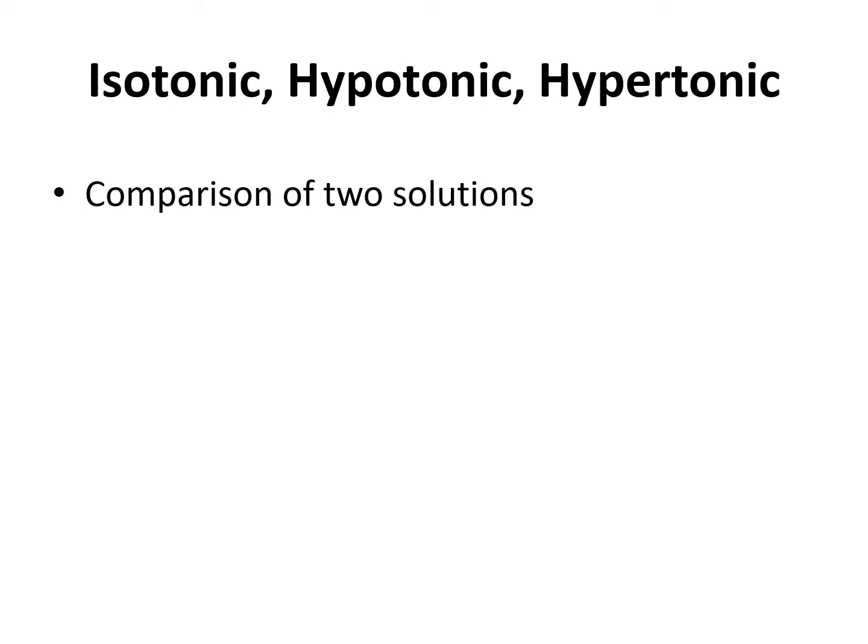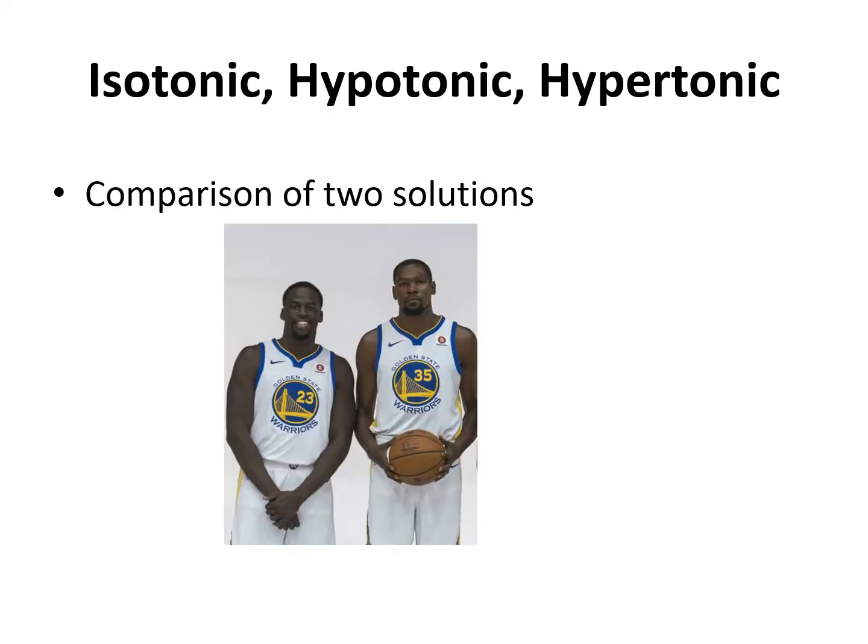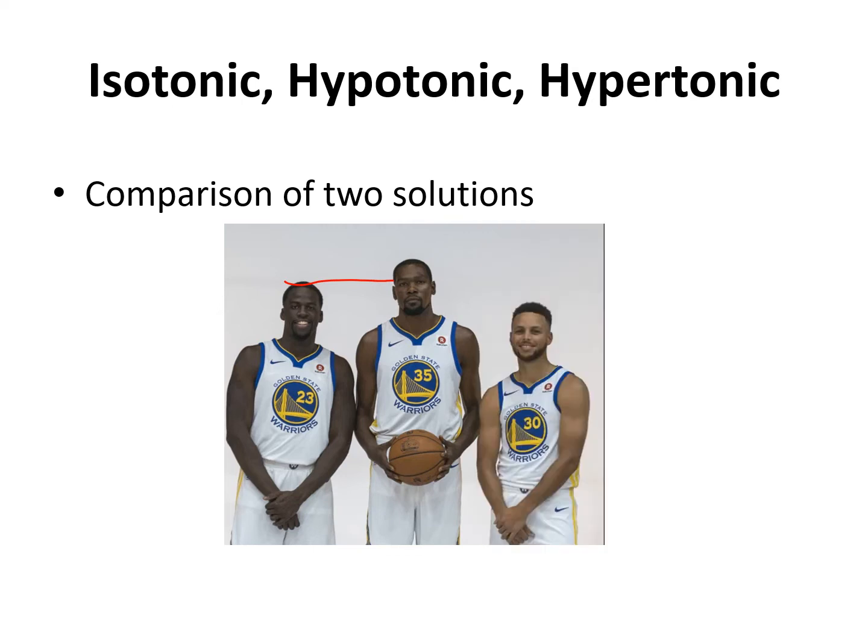So an example or an analogy could be the height of people. When you compare the height of people, you can refer to someone as being taller or shorter. So when you compare Draymond Green to Kevin Durant, Draymond Green is shorter than Kevin Durant. So that's a comparison. But then if you compare Draymond Green to Stephen Curry, Draymond Green is taller than Stephen Curry. So that's what I mean by comparisons.